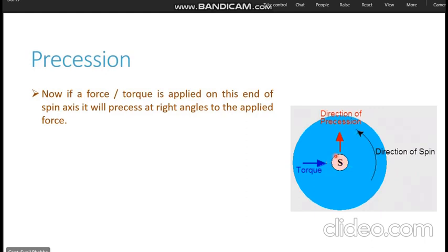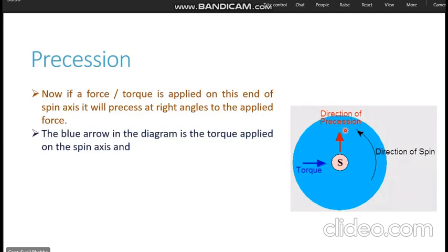So the spin axis is going to move in such a way as if the force has been turned by 90 degrees in the direction of spin. If you turn it by 90 degrees in the direction of spin, the force will be applied upwards. And this is how the spin axis, the south end of the spin axis, is going to move. So you see the red color arrow shows us the direction of motion of the south end of the spin axis, and this is the direction of precession.